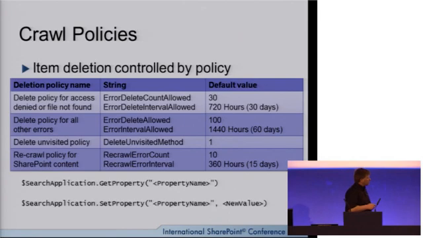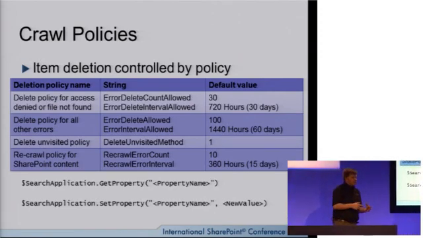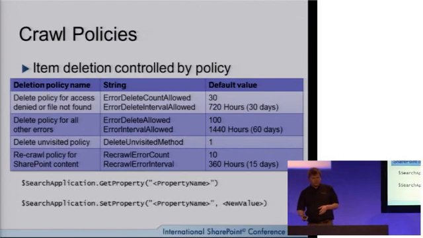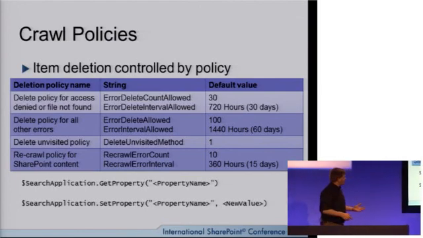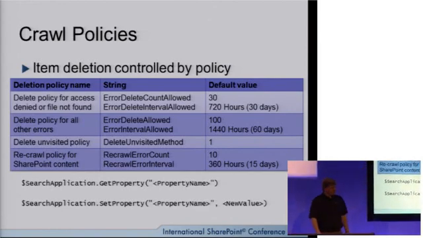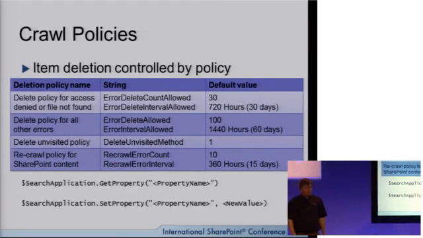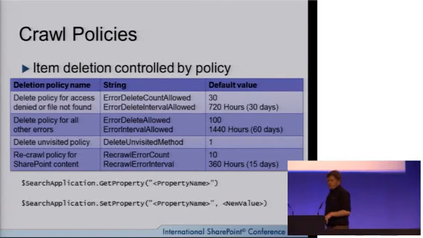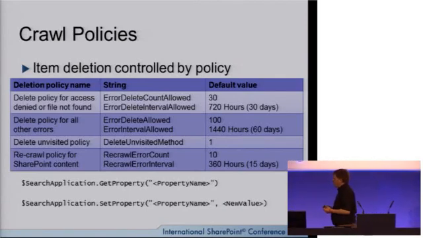In 2010, we have more control, but it also leads to some confusion, because the crawl policies basically say, how do we behave when things that are in the index are no longer discoverable? So if it's SharePoint content, for example, we'll hit this delete policy for all other errors, or the top two values here. Depending on whether we find the object or not, will depend on how we actually behave.